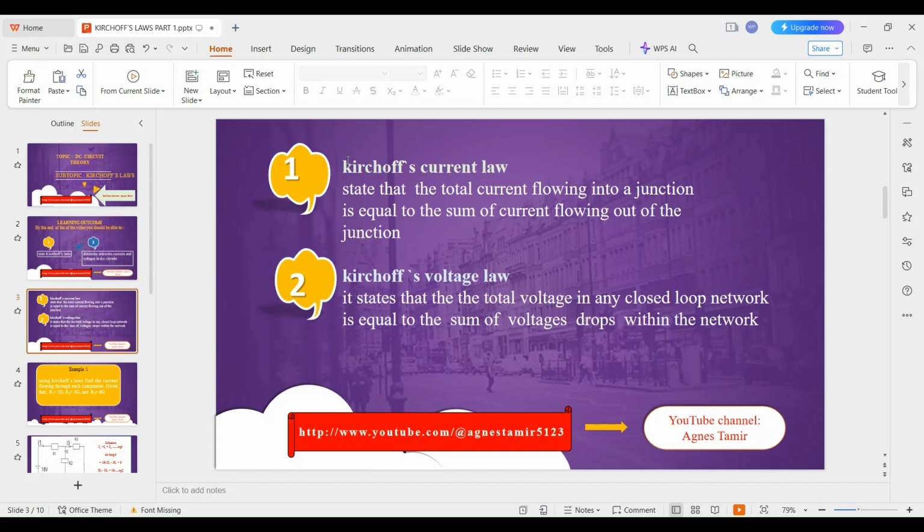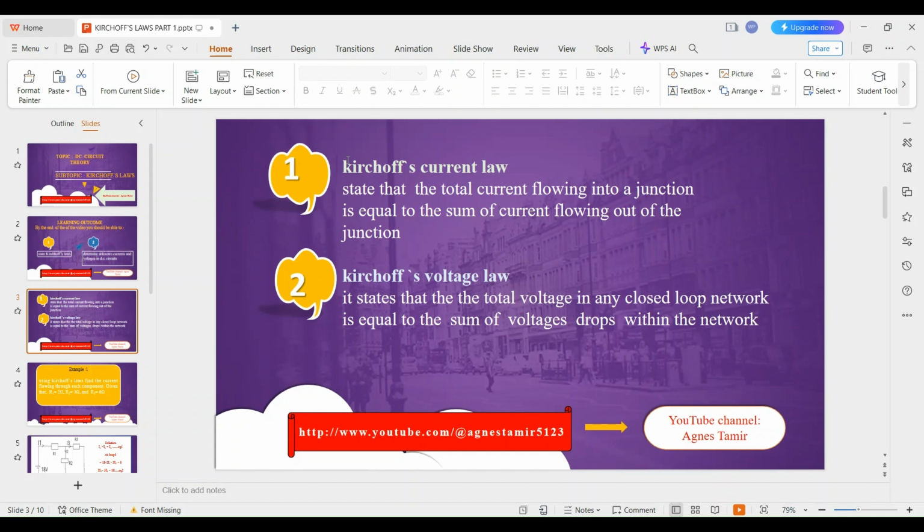Let's look at Kirchhoff's voltage law, and it states that the total voltage in any closed loop network is equal to the sum of the voltage drops within the network. And that marks our learning outcome number 1.